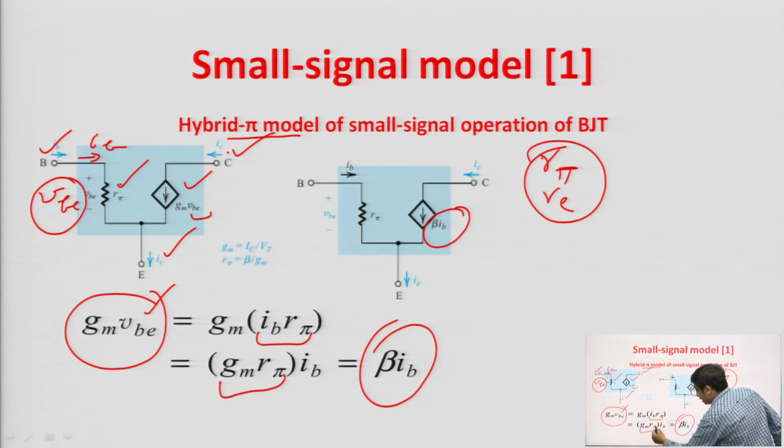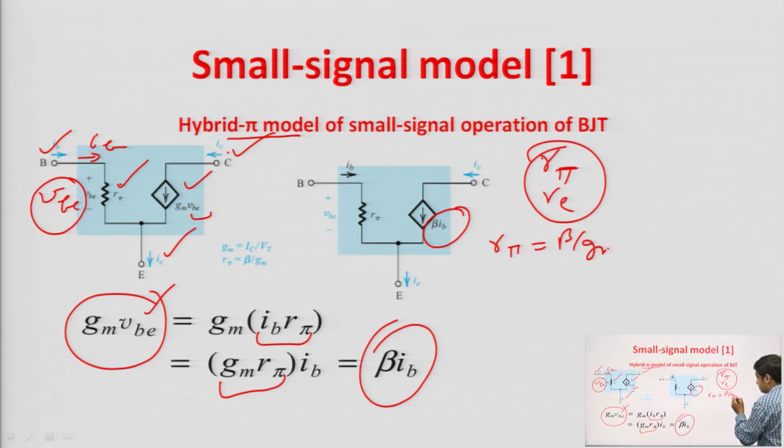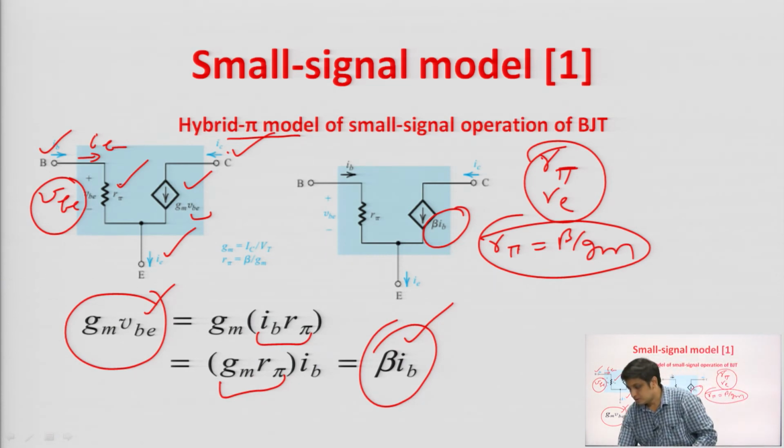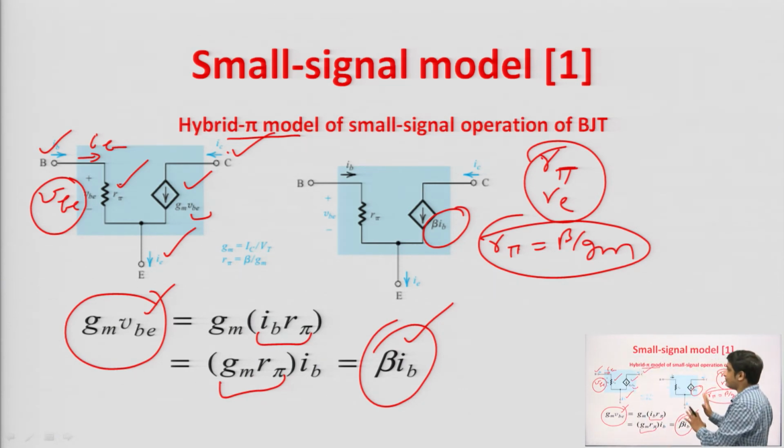So, Gm into R pi, what is Gm into R pi? We have calculated it, R pi is equal to beta upon Gm, fine. So, R pi into Gm, that is beta. So, we can get Gm Vb equal to beta Ib. This is the hybrid pi model.